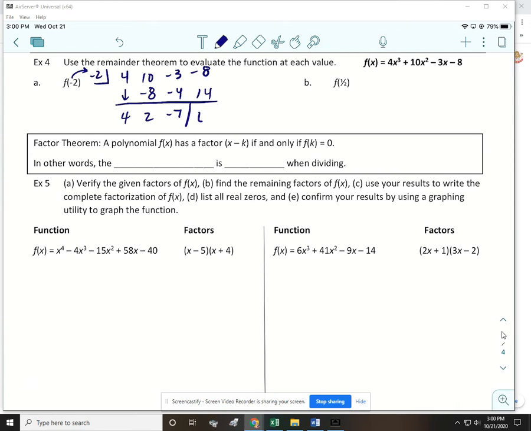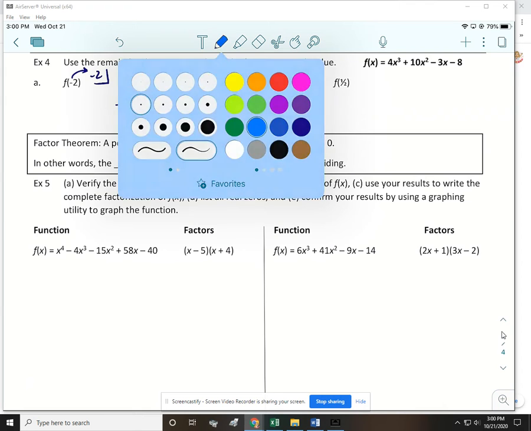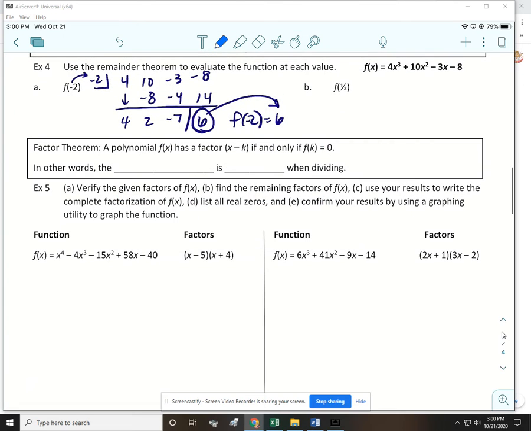All right, and then whatever the remainder is, that's what f of negative 2 is, 6. So that's the same thing we would get if we had plugged negative 2 in for the x into the function. So it's pretty quick when you can't use a calculator at all. All right, we can do it for fractions also, so don't get too panicky.